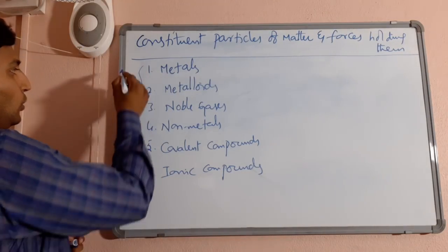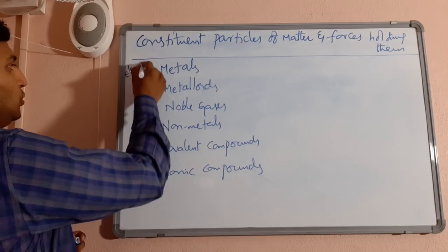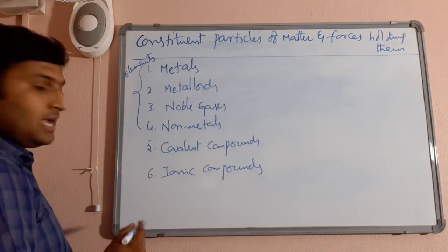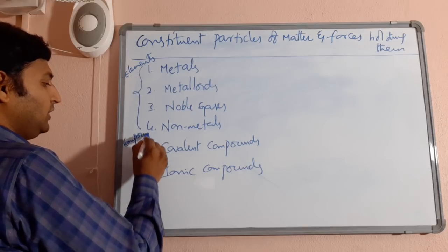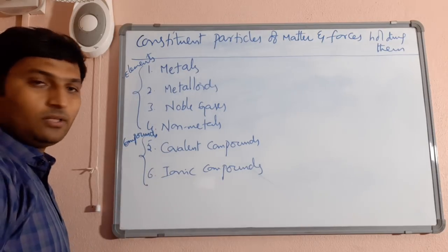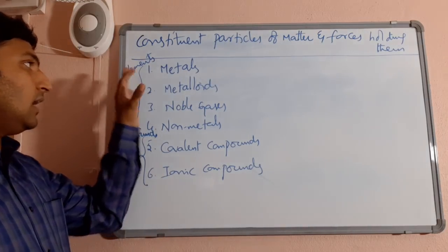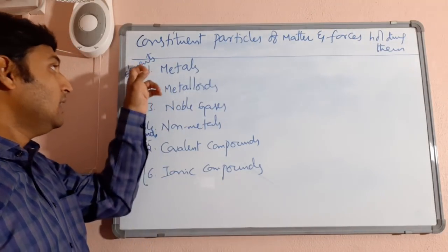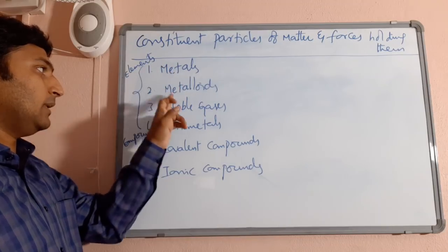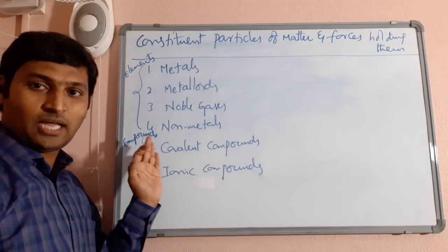However, these 4 together are named as elements, you know very well. And these 2 together are named as compounds, you know very well. Now, based on their nature, physical as well as chemical nature, elements will be classified into metals, metalloids, noble gases and non-metals, you know that.